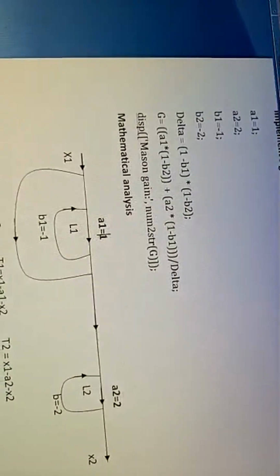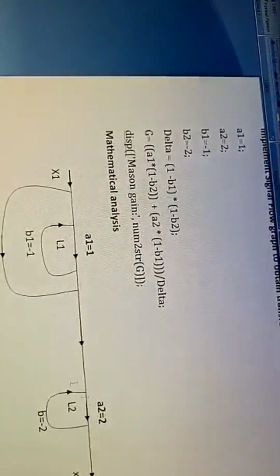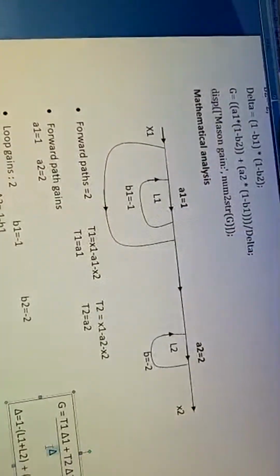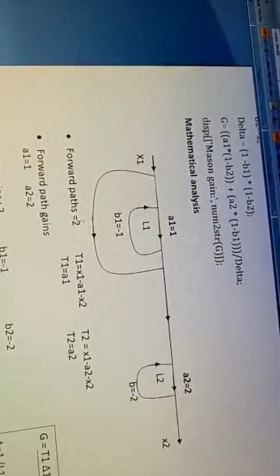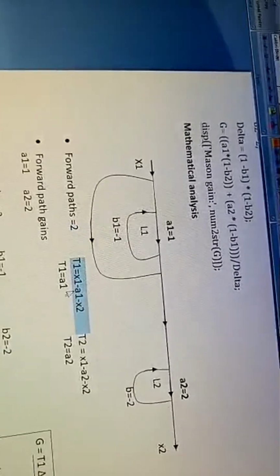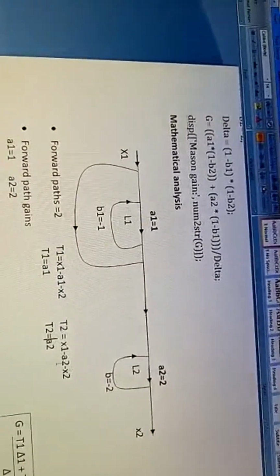Before that, just look at this. This is Mason's gain formula: A1 followed by 1 minus B2, A2 followed by 1 minus B1, divided by delta, right? That delta is in this formula. Then display Mason's gain formula, the mathematical analysis. For this diagram, how many forward paths are there? Two. One is this path x1, a1 and x2, and the other is x1, a2, x2.